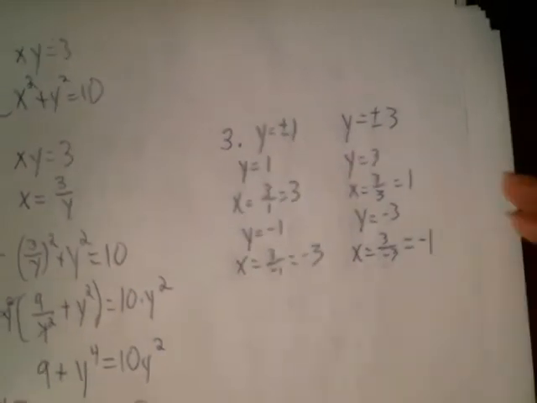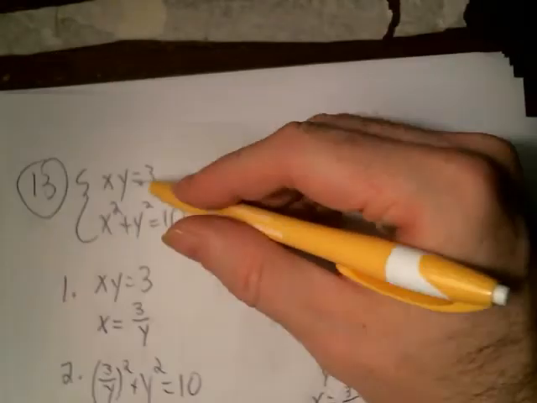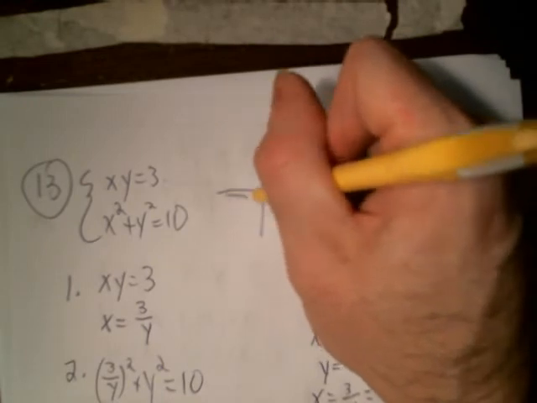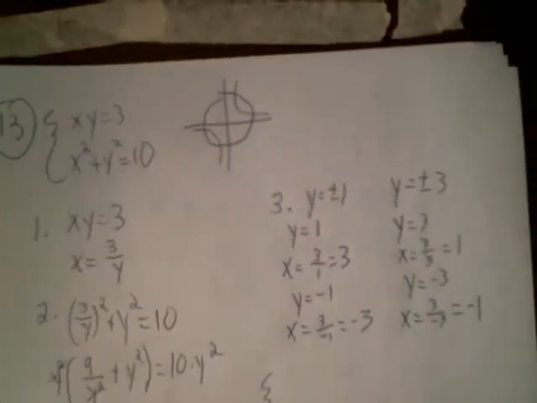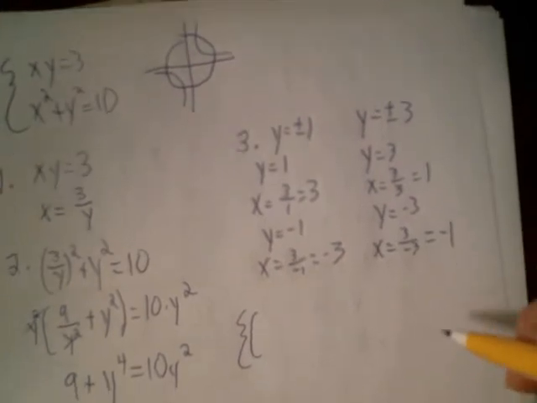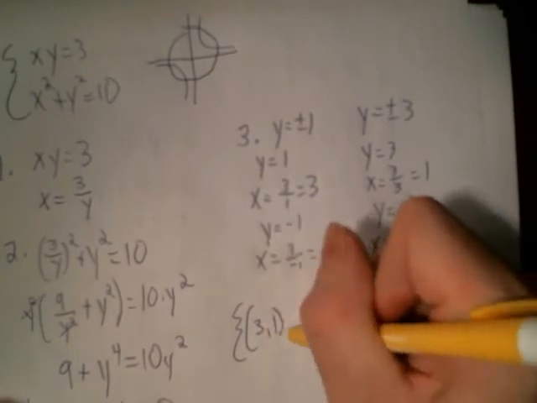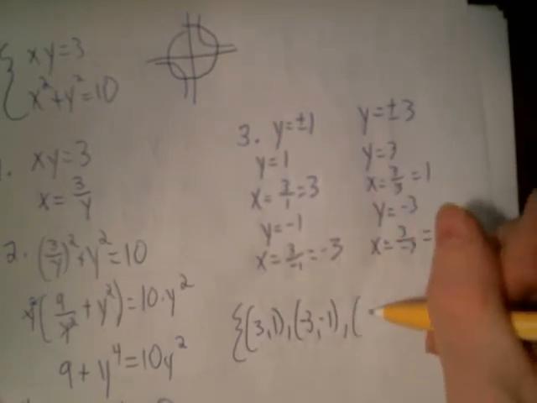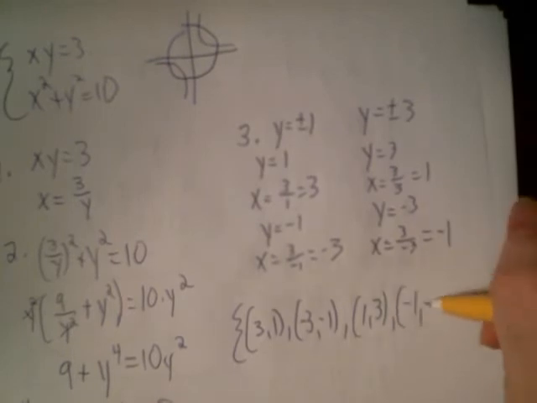Okay, so in this case, we have 4 solutions. And if you think about what these graphs are, this guy is a rational function, so something like this, and then this guy's a circle. Okay, so it's probably going to have 4 solutions, assuming these are solutions. I'm not going to bother checking. I know they are. Okay, so what do we have? 3, comma 1, comma negative 3, comma negative 1, comma 1, comma 3, and then comma negative 1, negative 3.